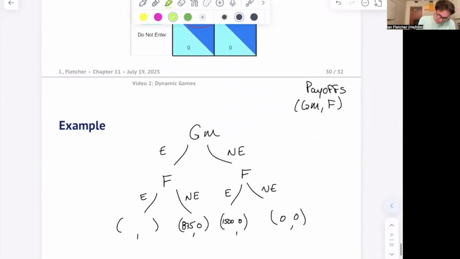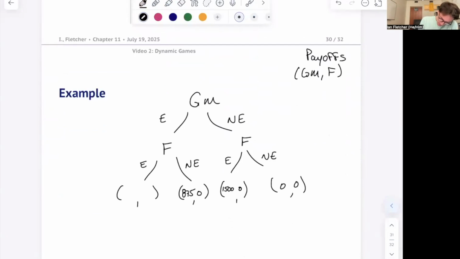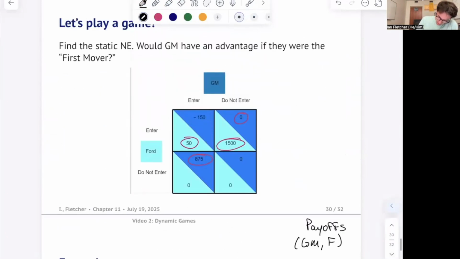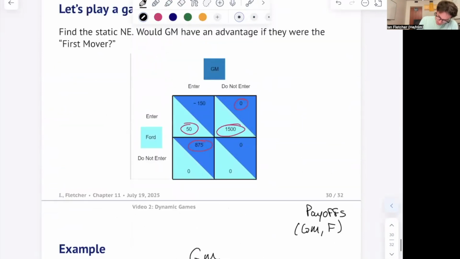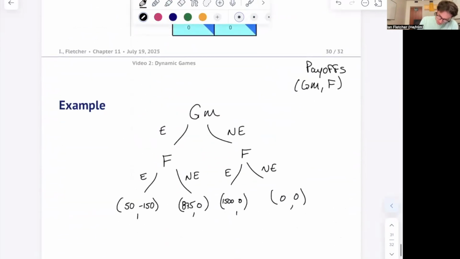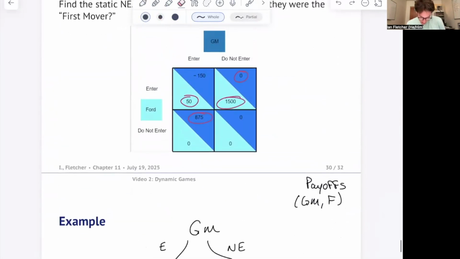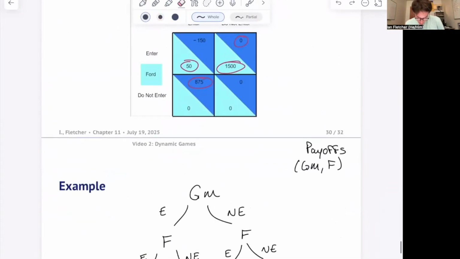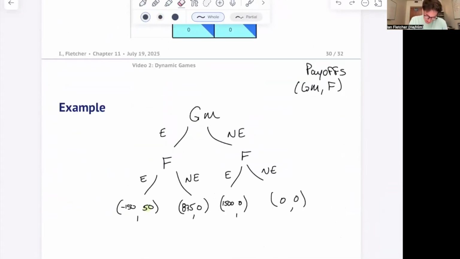Yeah, Ford's payoff should be written here. Oh wait, no, no, no. Ford's payoff was right. That one was correct. This one is incorrect.